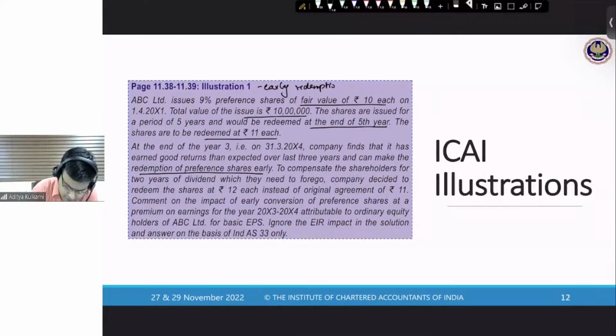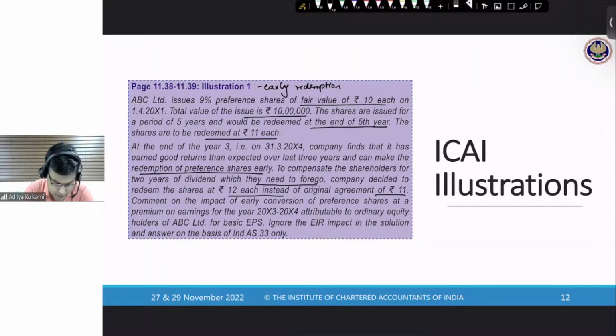In the case of early redemption, you would be required to pay a premium because your shareholders have invested the money in you, depending on the fact that they would be earning incomes over the next couple of years. You are redeeming earlier than the contracted agreement, so you will be required to compensate them. To compensate the shareholders for 2 years of dividend, which they need to forego, the company decided to redeem the shares at rupees 12 each instead of the original agreement of rupees 11.